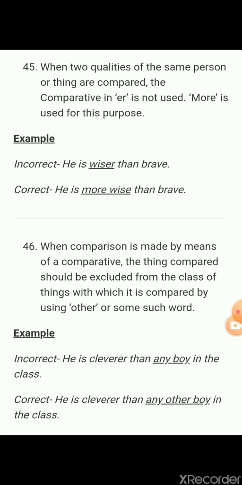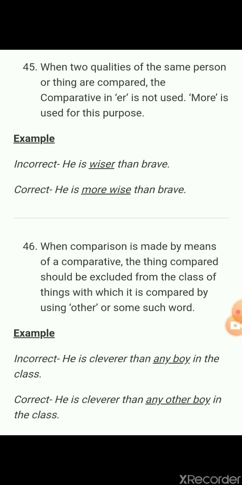Rule number 46. When comparison is made by means of a comparative, the thing compared should be excluded from the class of things with which it is compared by using other or some such words. I am repeating, when comparison is made by means of a comparative. If we are using the comparative degree for the comparison, the thing compared should be excluded from the class of the things with which it is compared by using other or some such words.